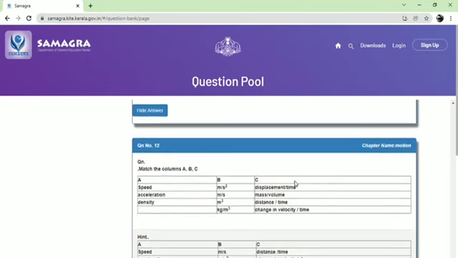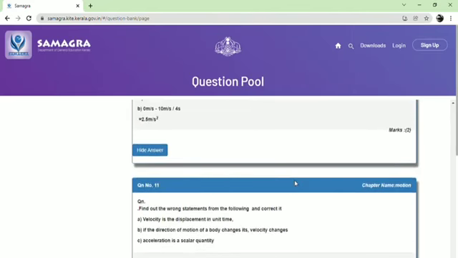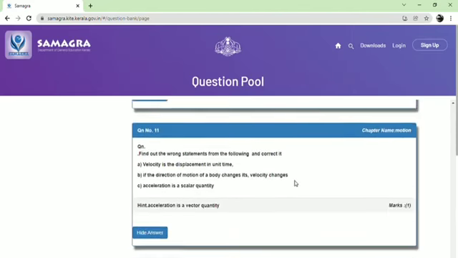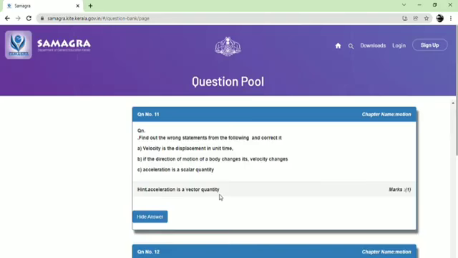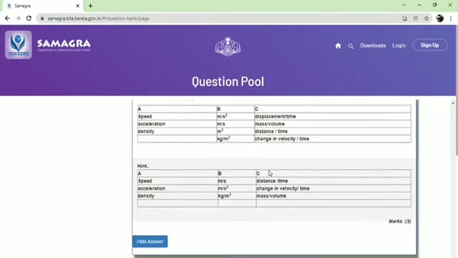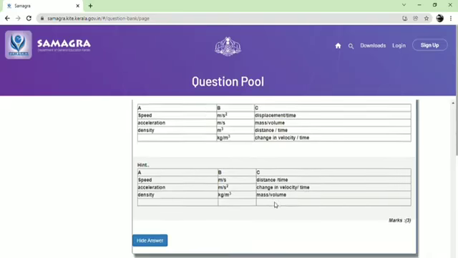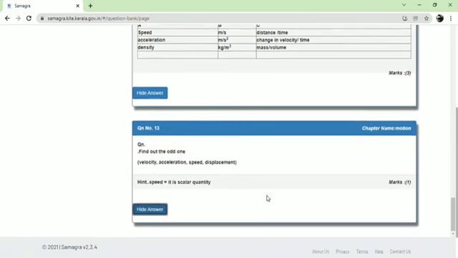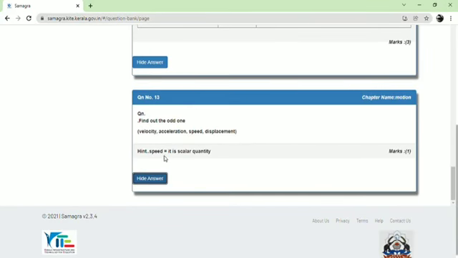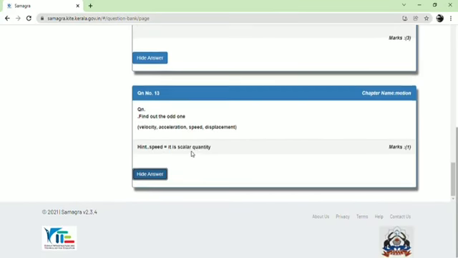Acceleration is a vector quantity. But the correct one, it is acceleration is a vector quantity and velocity is the displacement in unit time. If the direction of motion of a body changes, its velocity also changes. Speed, meter per second, distance by time. Acceleration, meter per second square, change in velocity by time. Density, kilogram per meter cube, mass by volume. Speed, it is a scalar quantity.